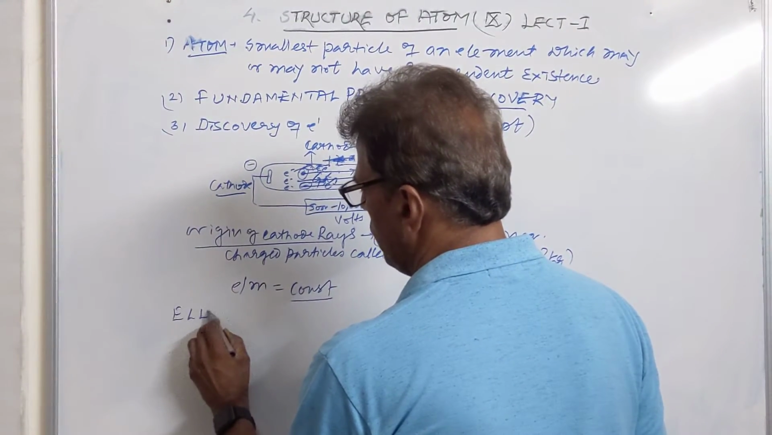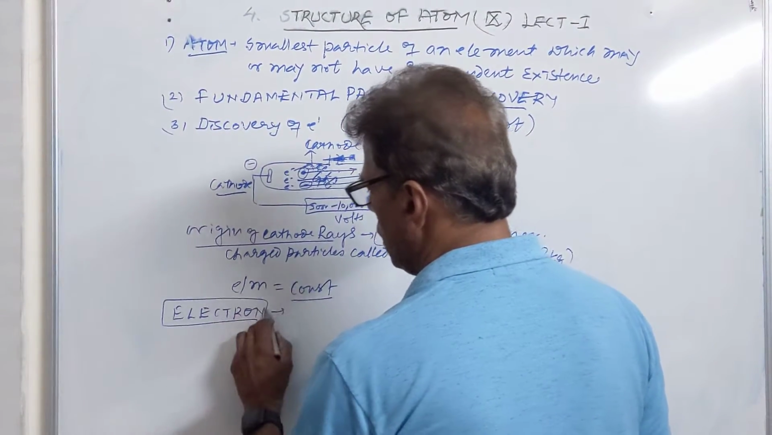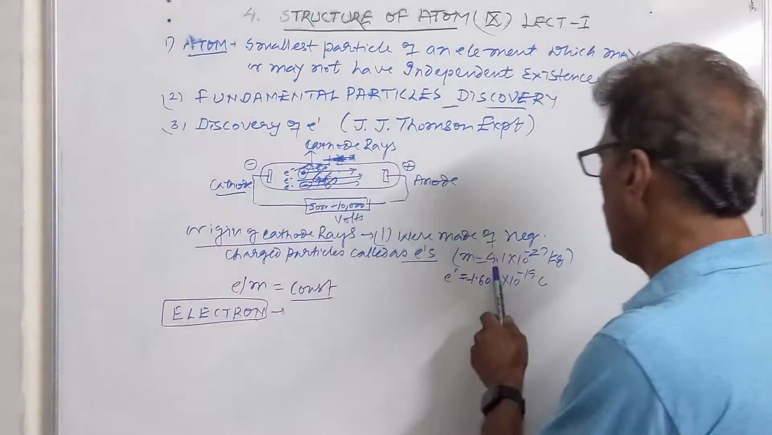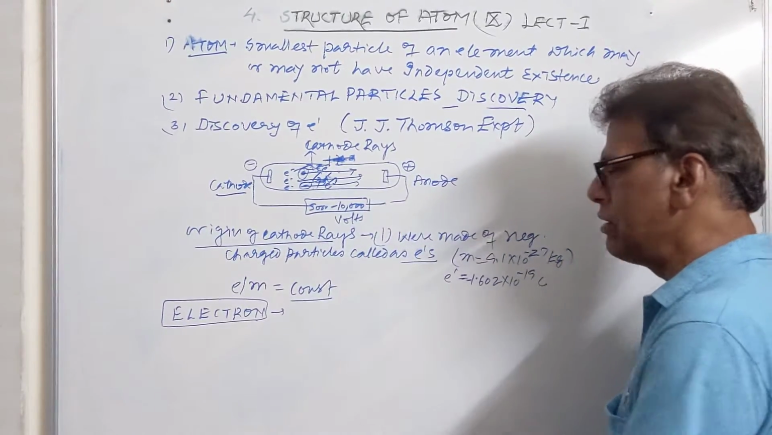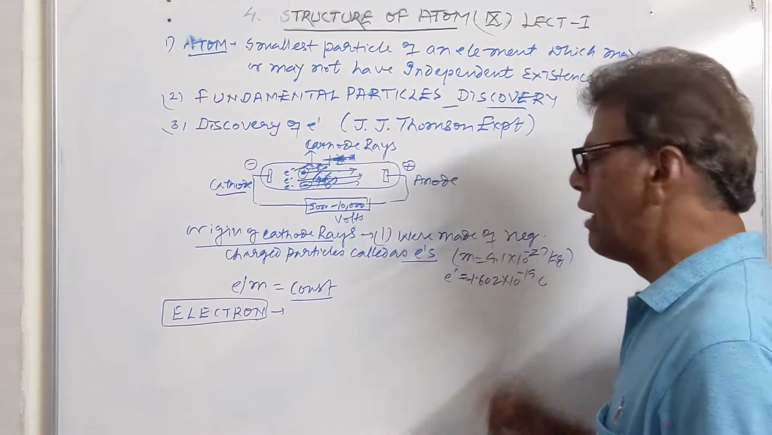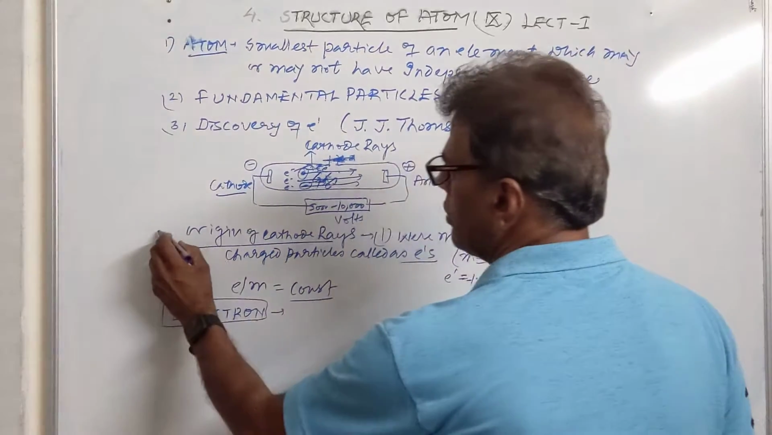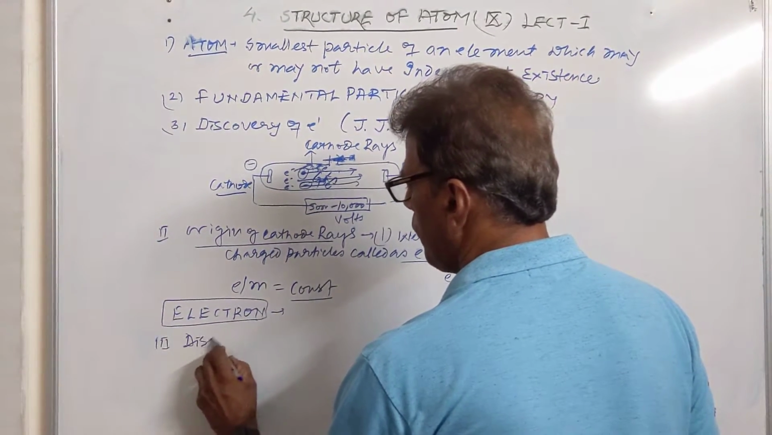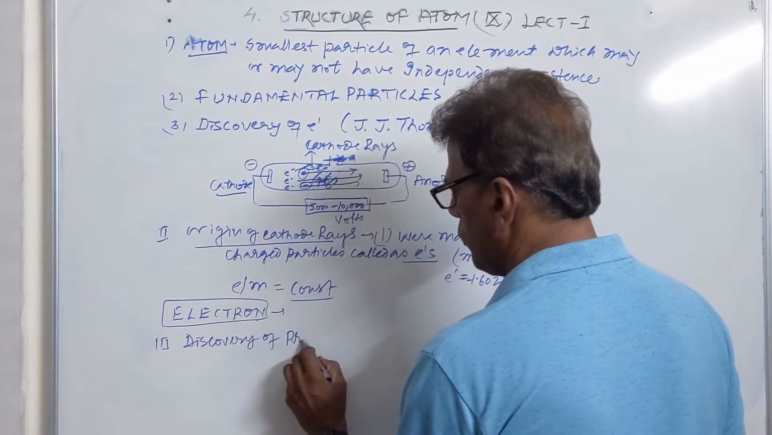Now we are able to define electron, that is the first fundamental particle of the atom. Electron is defined as the subatomic fundamental particle whose mass is equal to 9.1 into 10 raised to power minus 27 kilogram, and its charge is unit negative charge, minus 1.602 into 10 raised to power minus 19 coulomb. Then we have the second discovery, of the protons.